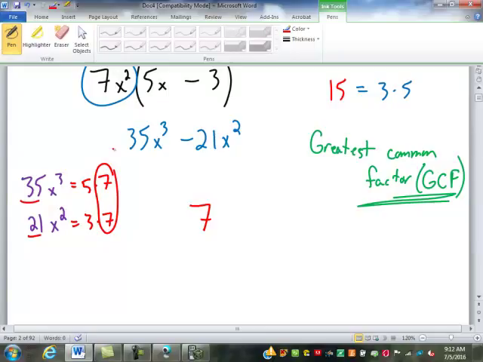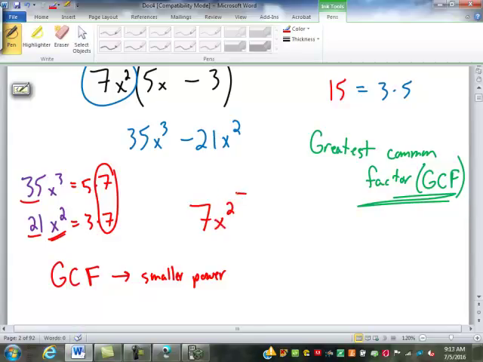What do we do with the variables? For GCF, it's either the largest power or the smallest power. For greatest common factor, a factor must be smaller than the numbers, right? Like 7 is smaller than both 35 and 21. So it means we're taking the smaller of the powers. So what is the smaller power? X squared. Good. 7x squared is our greatest common factor for those two digits.